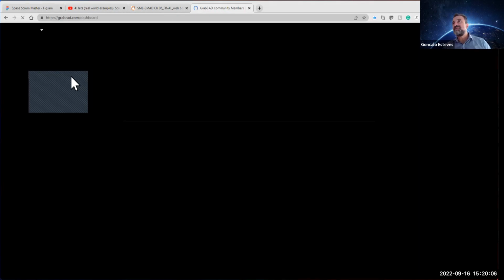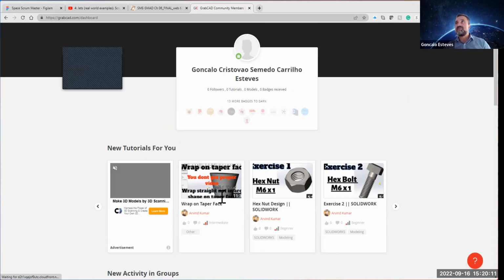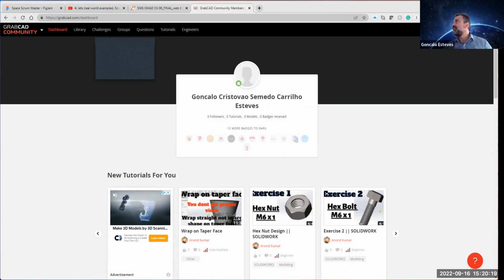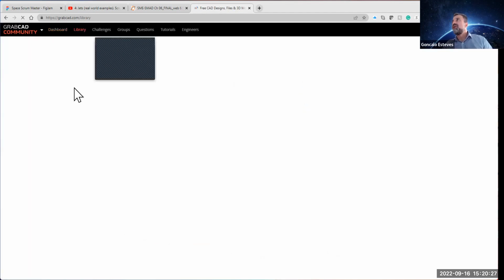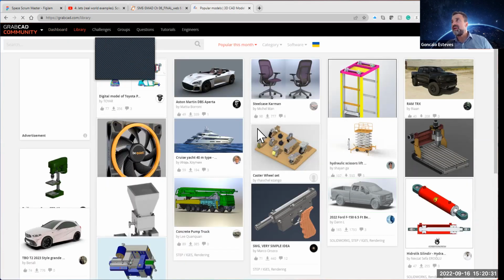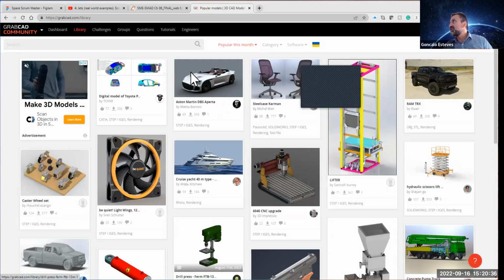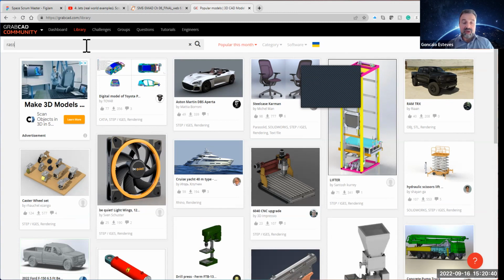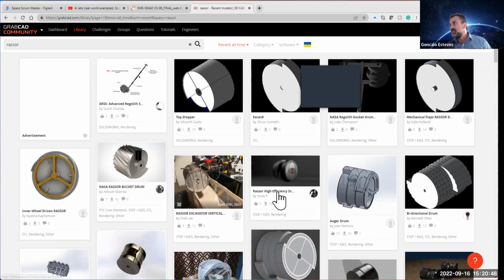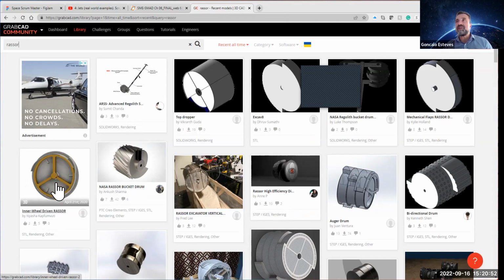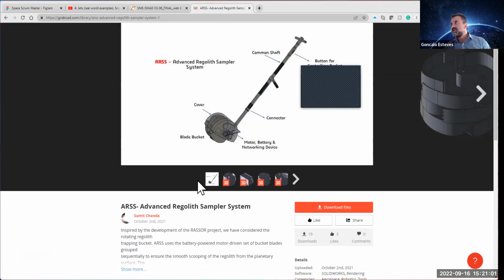GrabCAD. It's a fabulous location for everything. If we search for things, there are many outstanding and fabulous ways to pick up. But if we just write racer, you will find one of them has a competition, but this is the bucket drum. Oh, curiously, there is an advanced regolith design. See, it has the bucket, it has the drums in there, the blade bucket, it has a cover.